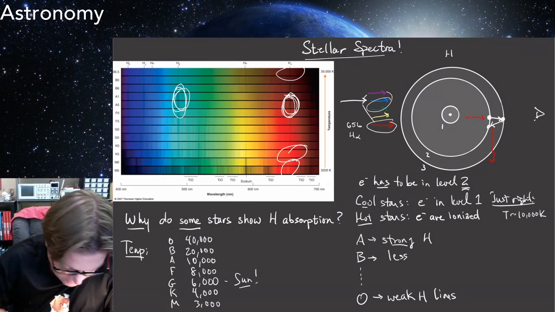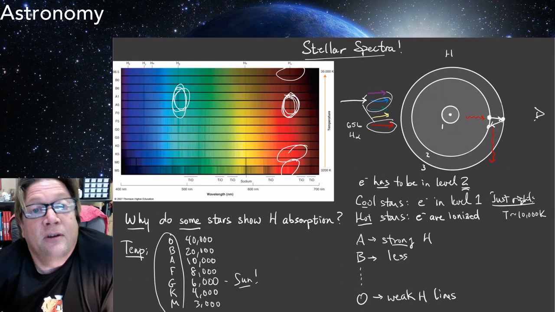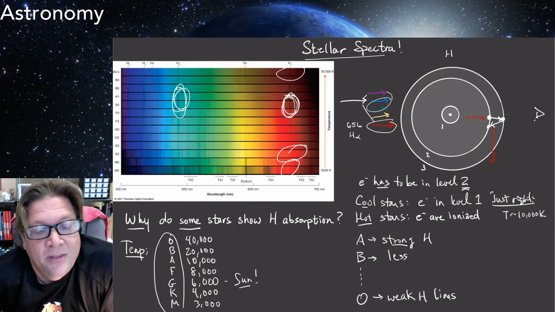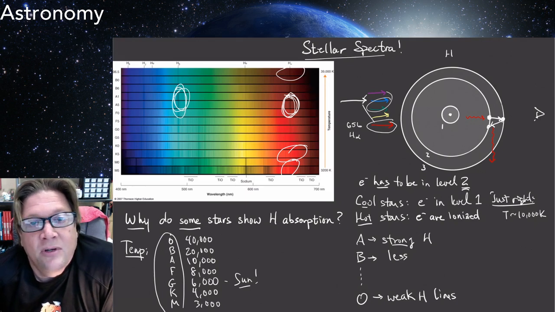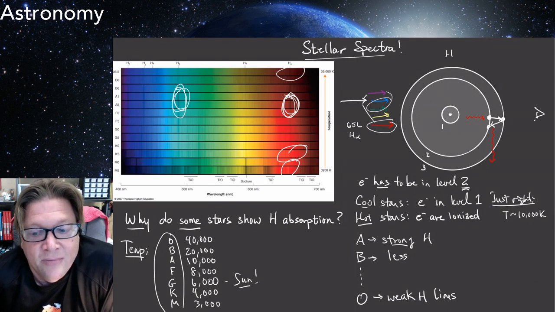So this is the modern system for classifying stars. Unfortunately, all the letters got jumbled up. And notice this kind of tracks with what we saw up there, that it's the medium temperature stars, the A's, that have the strongest hydrogen lines because they have the electrons sitting there ready to go at level 2.